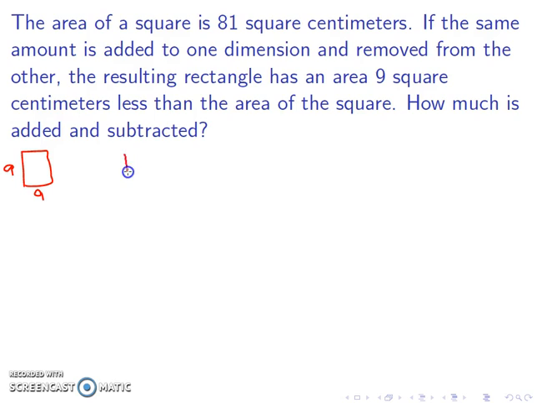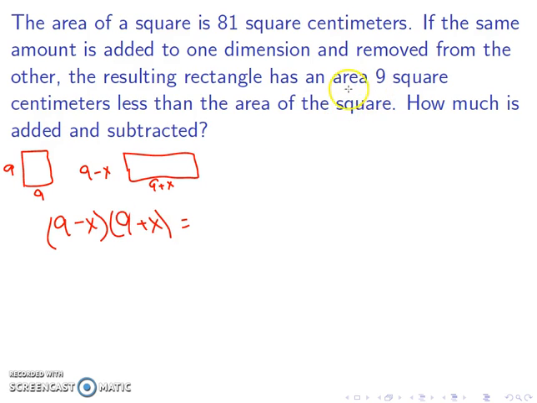And so the idea is I'm turning this into this rectangle by adding something to one side and subtracting it from the other. So 9 plus x, 9 minus x. So when I find the area of the rectangle, 9 minus x times 9 plus x. And I know this has an area of 9 square centimeters less than the area of the square. The square was 81, so 9 less than 81 will be 72.